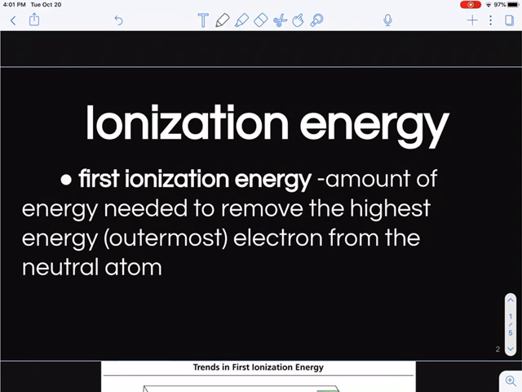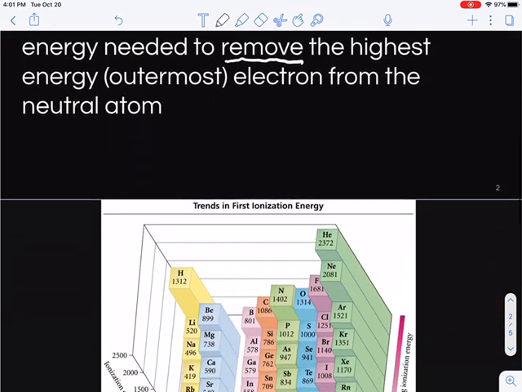Sometimes I'll say it's the amount of energy required to eject an electron from a neutral atom, but that's saying the same thing as remove. Notice it has the root word ion in it. Ion refers to a charged particle. So when we talk about ionization energy, it's because we are forming a charged particle. When we remove an electron from an atom, that atom will now be positively charged because loss of an electron means it now has one more proton than electrons.